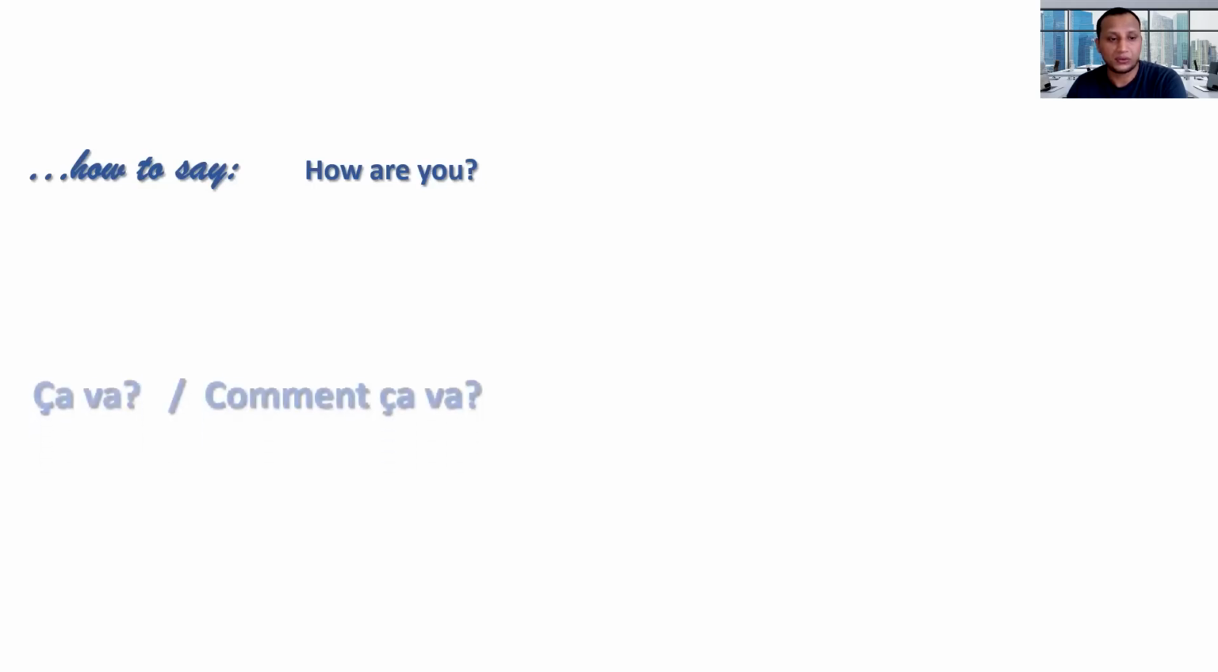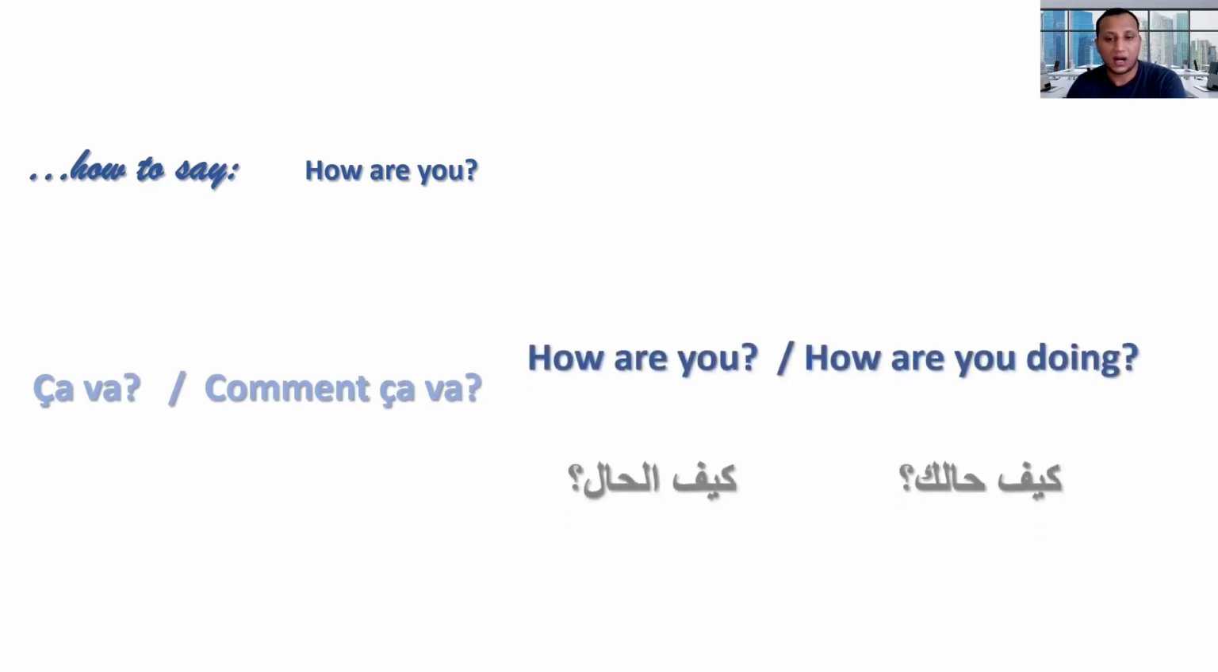Now let's move to see how to say some commonly used French sentences. How to say how are you in French? You can say how are you in two sentences. Ça va. Comment ça va? Okay, for how are you and how are you doing? In Arabic, how are you? كيف الحال? How are you doing? كيف حالك? In Arabic, كيف الحال?